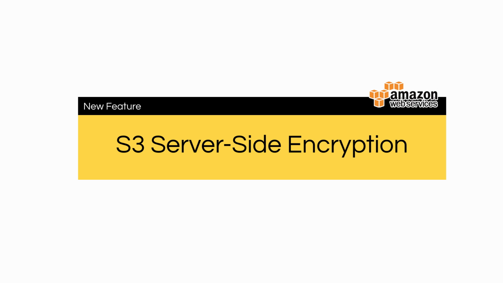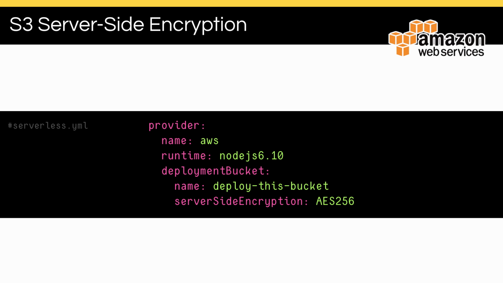The next new feature is for AWS users, and that's the ability to add S3 server-side encryption to your deployment packages. The server-side encryption that AWS uses in S3 protects your objects by encrypting them with AWS keys or your own KMS keys. With 1.16, by adding the server-side encryption property to your deployment bucket package, you can ensure that any assets uploaded to S3 during the serverless deployment process are encrypted with AES 256 encryption.